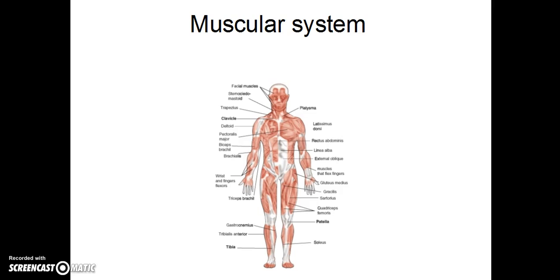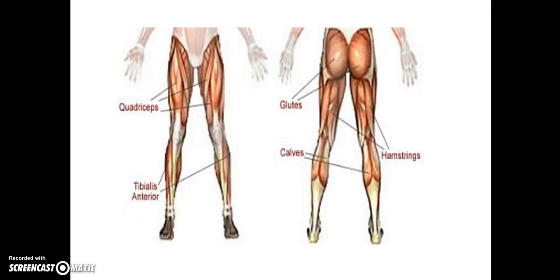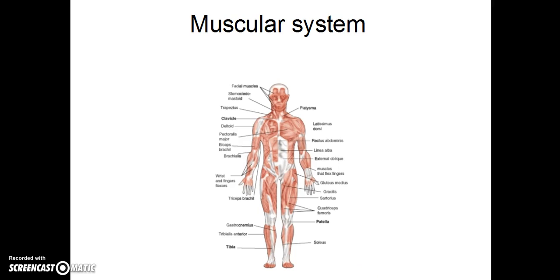These muscles are found in pairs. For example, one muscle would pull up the leg, and another one pushes down, like the quadriceps and glutes. The main muscles in the arms are the biceps, deltoids, and pectorals, which are in the chest. That's it.